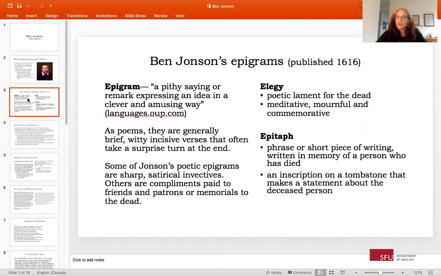Our second E word, elegy, is a poetic lament for the dead. So it's a type of poem, or it's a type of lament. It's a meditative, mournful, and commemorative poem. It's almost always written about a death or a tragic occurrence. Elegies tend to lament the ephemerality of life, but they also at least try to achieve some kind of consolation, to consider consolations for the loss, whether those consolations are spiritual or of some other sort.